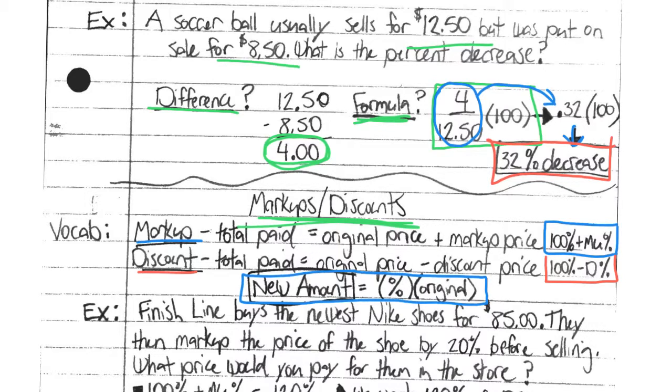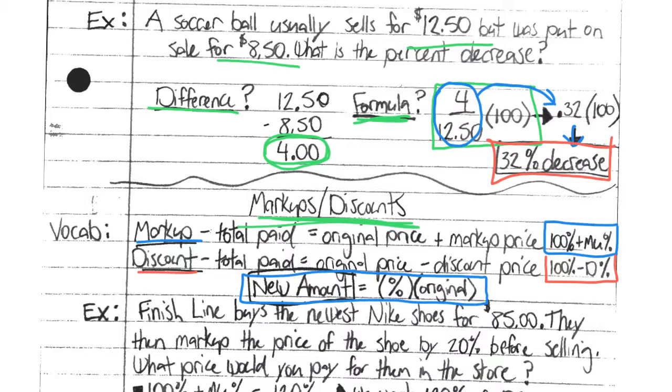So a store, typically a retail store of any kind, Target or Walmart or Finish Line, they buy the product, but then obviously they have to charge us more for it than what they bought it for so that they can make some money. So Finish Line, it says, charges a markup of 20% before they sell them to people who buy them in the store. So let's look back up at our formula.